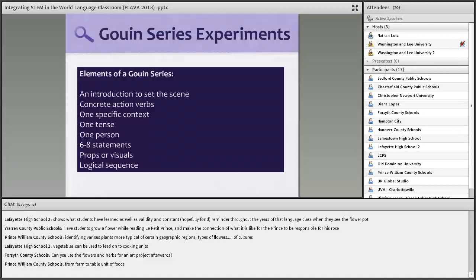If you've read Curtain and Pizzola's Languages and Learners, this comes straight out of there. They're big fans of it as well. But basically, to create a Gouin series, there's various elements that need to be present. The first thing is that there's an introduction to the scene where you're stating what's going on. And then you use very concrete action verbs.